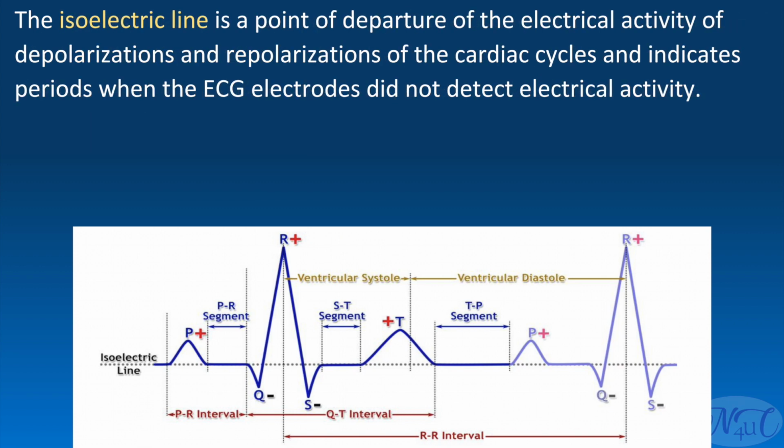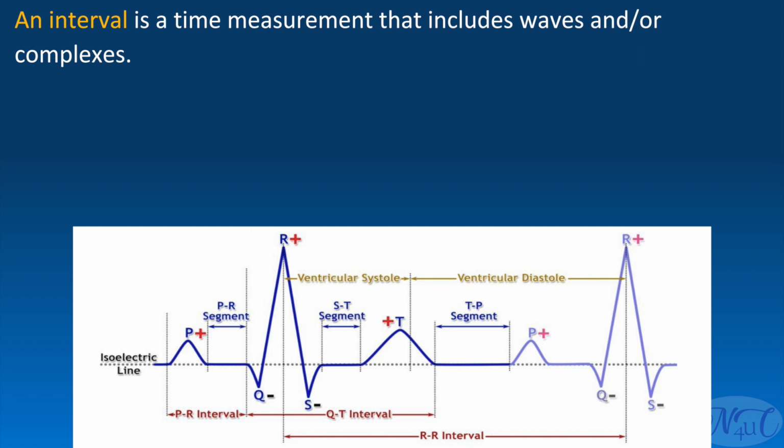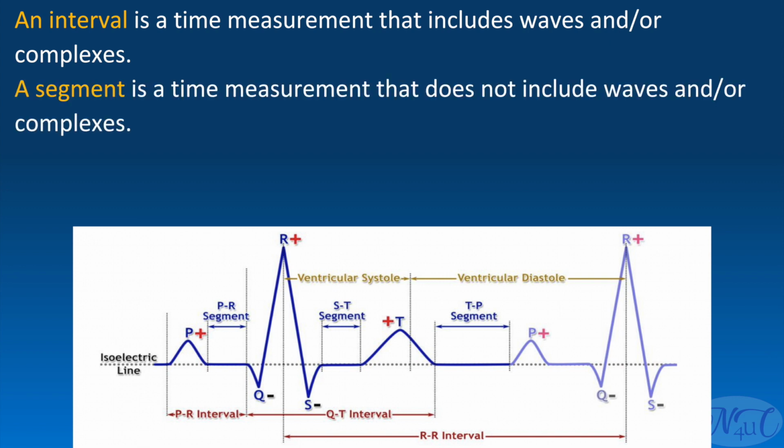The isoelectric line is a point of departure of the electrical activity of depolarizations and repolarizations of the cardiac cycles and indicates periods when the ECG electrodes did not detect electrical activity. An interval is a time measurement that includes waves and or complexes. A segment is a time measurement that does not include waves and or complexes.